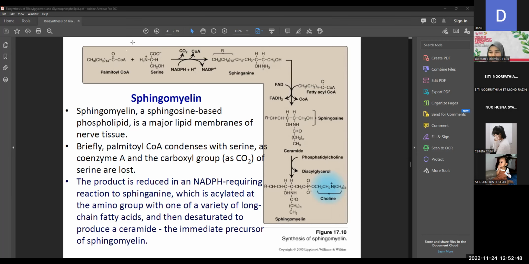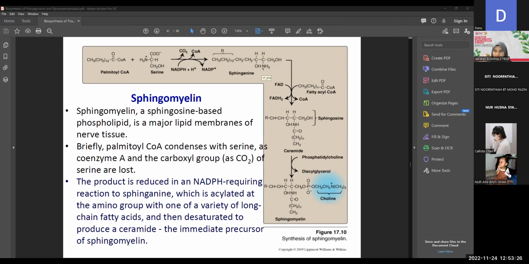coenzyme A and also the carboxyl group are removed along the way in the reaction, which is an NADPH dependent reaction, to produce sphingenin. Basically the precursors are palmitoyl-CoA and serine. So you can see where you get that amino group.